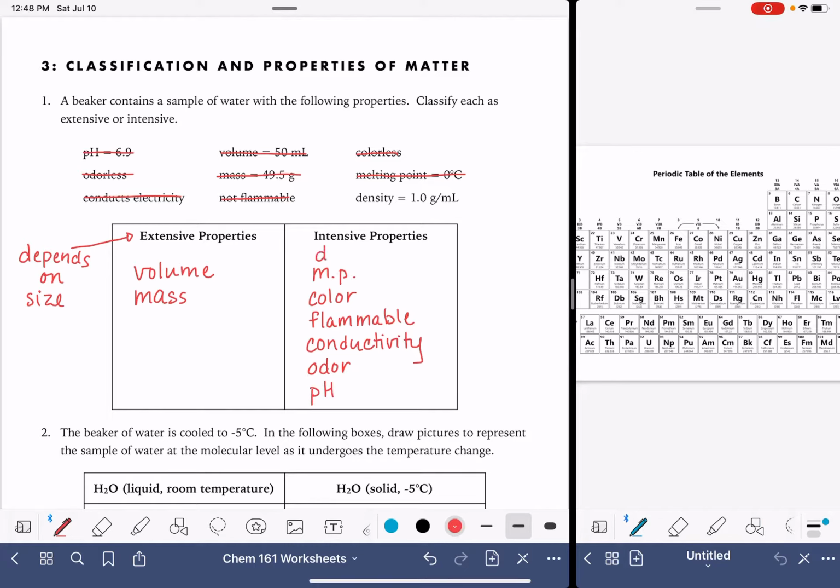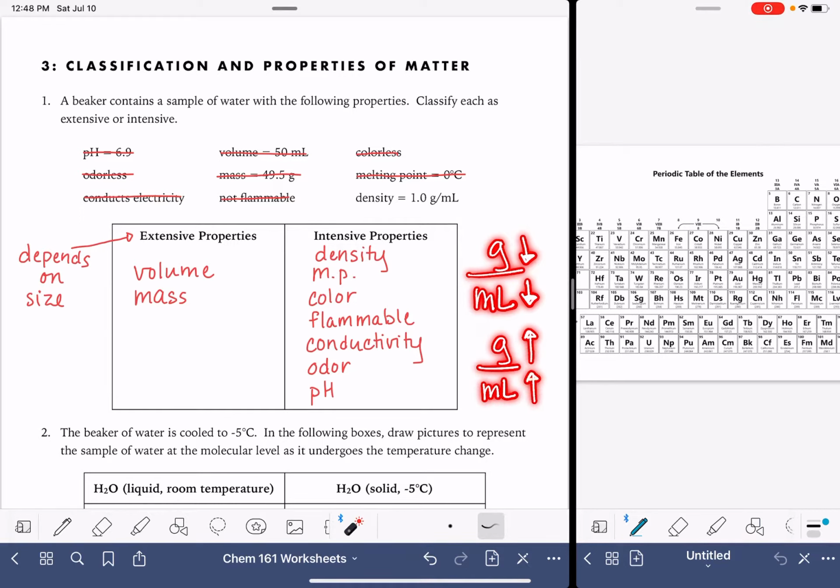The pH of an object is independent of sample size as well, so that's intensive. And then last but not least, density. Density is one that does confuse a little bit of students because they think density, as you know, is the mass over the volume. And mass and volume are both extensive. If you have a large sample, that means you're going to have a large volume and a large mass. So they think density must be extensive as well because density involves mass and volume. But remember, density is the ratio of mass to volume. So if you have a small sample size, the mass will be small and the volume will be small. If you have a large sample size, the mass will be big and the volume will be big. And so because of this ratio, this relationship, density ends up being intensive.